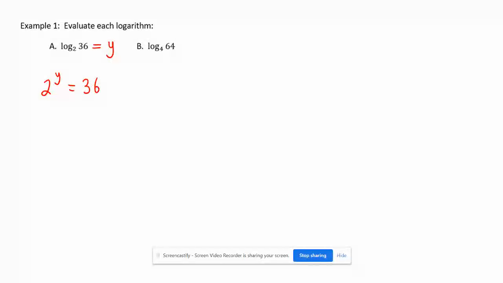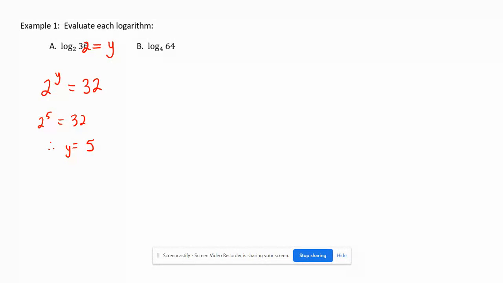Sorry guys, there's a quick typo over here. Let's make this a 32 instead of a 36. I meant to make this a 32. Now we need to think, what exponent satisfies this equation? The answer is 2 to the 5th. So 2 to the 5th equals 32. Therefore, y equals 5.